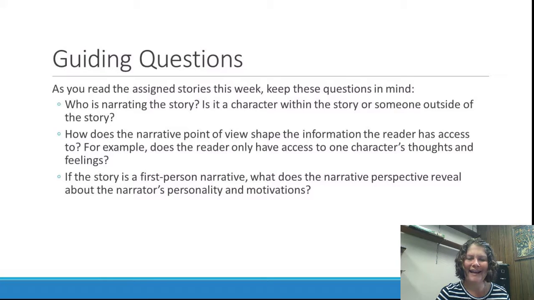And then after you've sort of deciphered that, you should ask yourself how the narrative point of view shapes the information you have access to as a reader. So, for example, do you only have access to one character's thoughts and feelings? And if so, how do you get access to that? Is someone reporting it? Is it sort of revealed to you through a first-person narration?